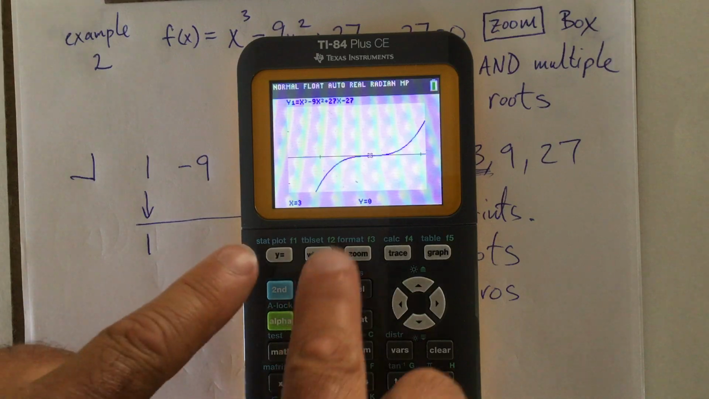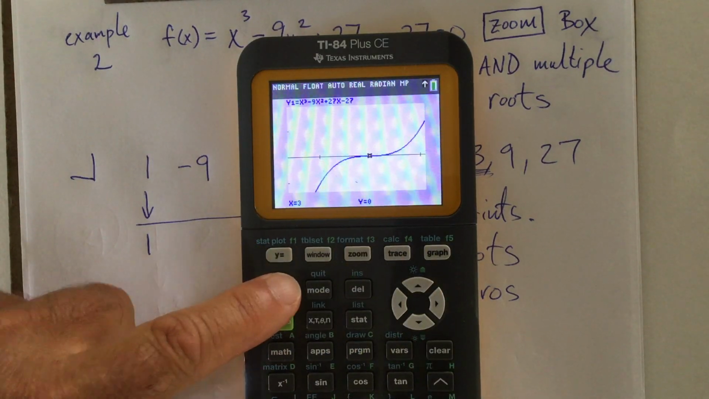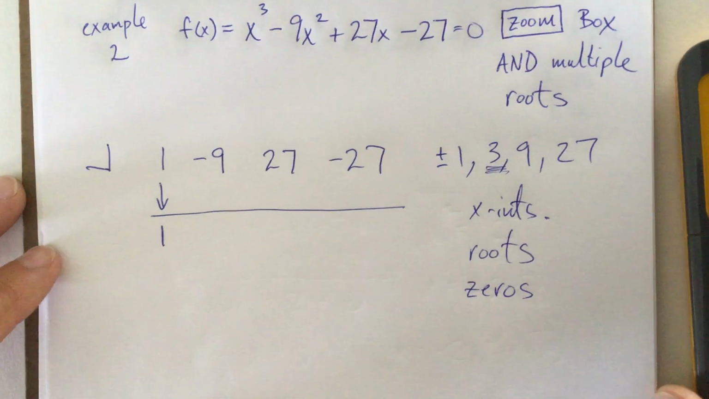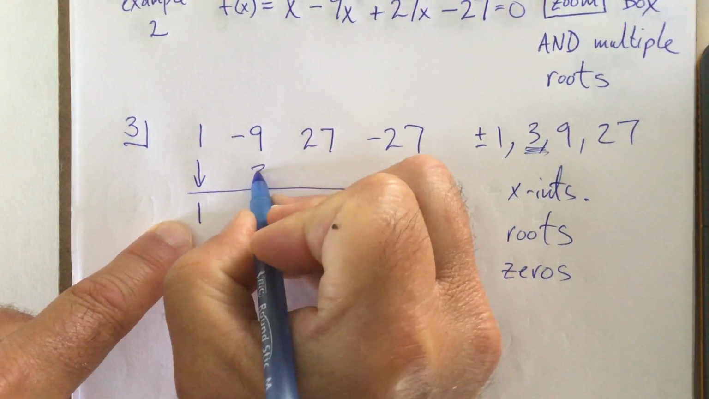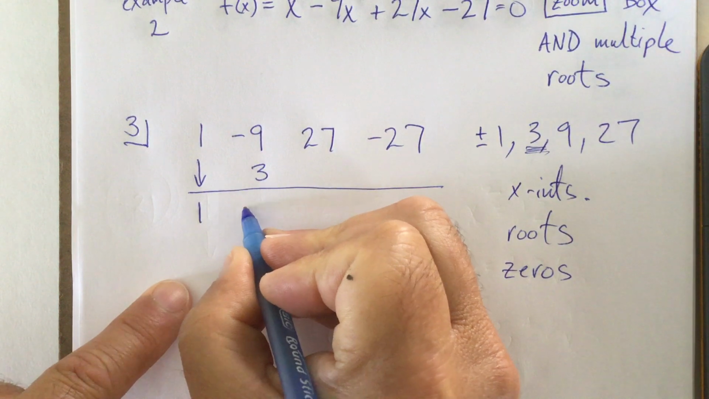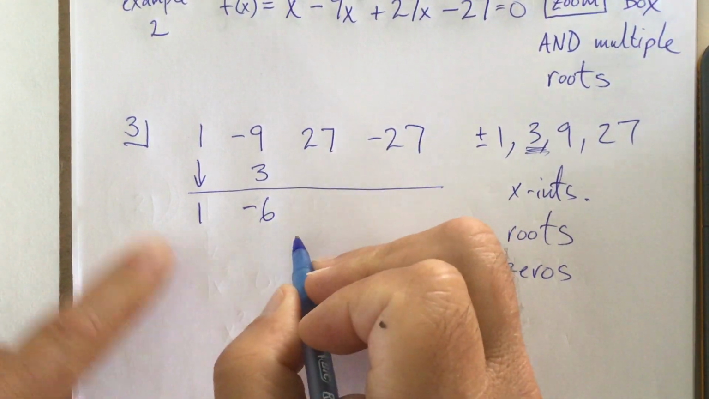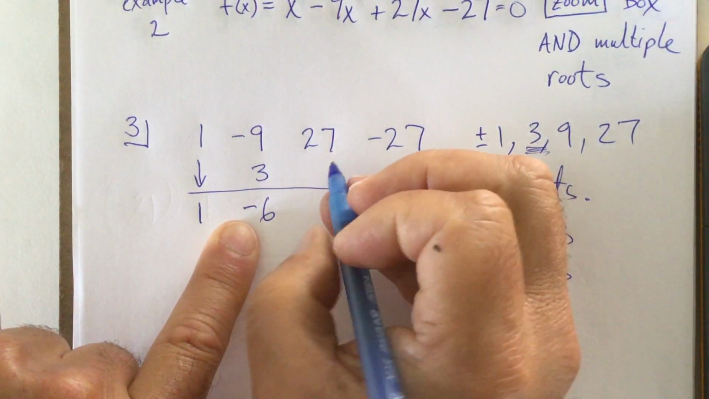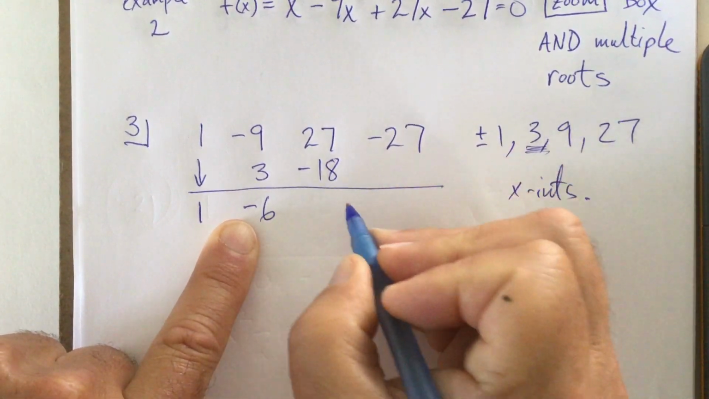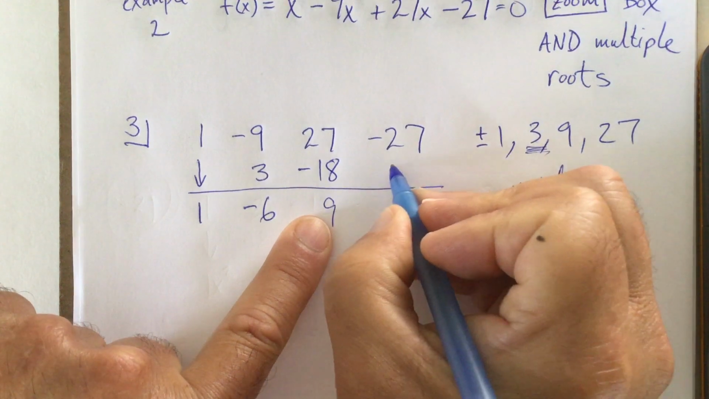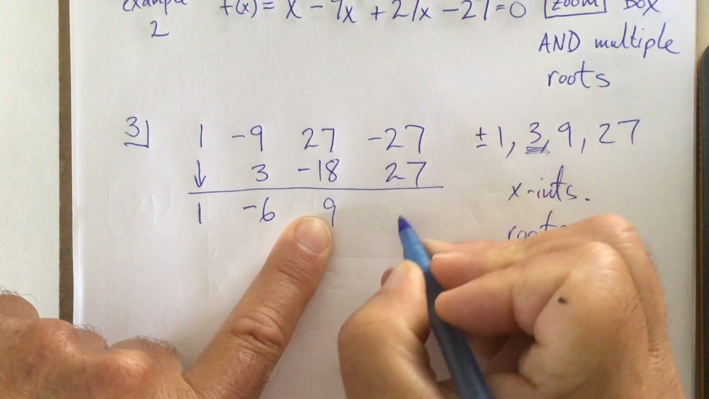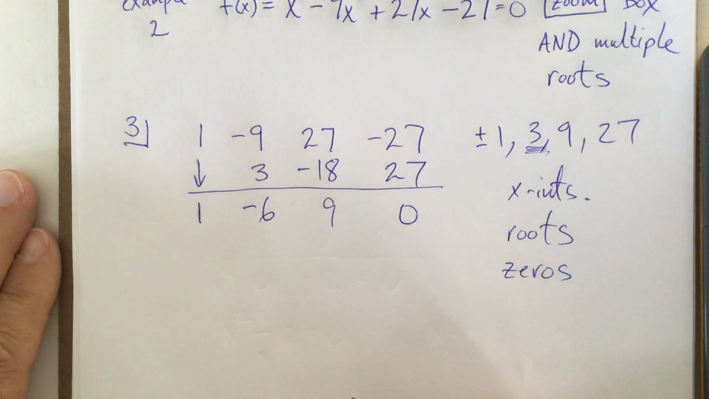I'm going to get this out of my way for a second, and I go, okay. I'm going to move you out of the way and say 3 is the shelf number I will choose. 1 times 3, 3. Add down, I get -6, it looks like. 3 times -6, I get -18. That's going to give me a 9. 3 times 9, I'm going to get 27. Hey, that is what I was supposed to find. So I know one of my answers is 3.